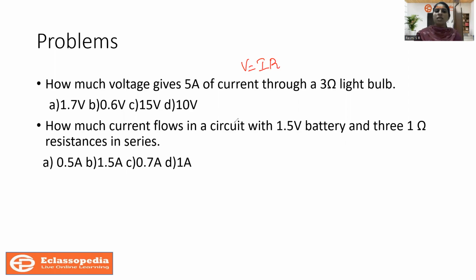And the second question is, how much current flows in a circuit when a 1.5 volt battery and a 1 ohm resistance are in series? You can do this problem if we understand Ohm's law.